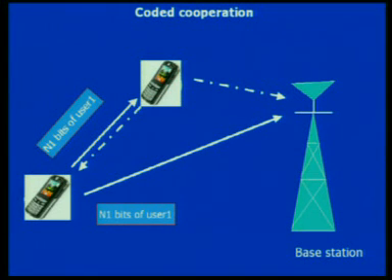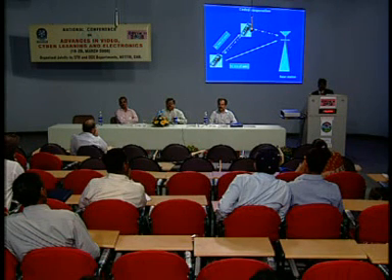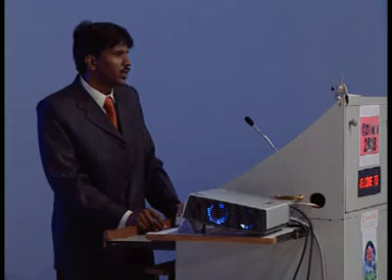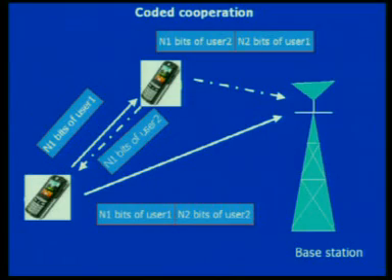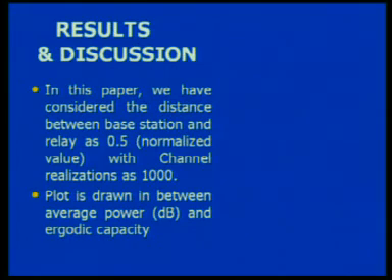the amplify and forward method, and the decode and forward method. These two have some disadvantages, so that's why we will go for the coded cooperation relaying protocol. In this protocol, every frame can be divided into two parts. One frame is used for transmitting user one's information, and the second frame is used for transmitting the relayed information.